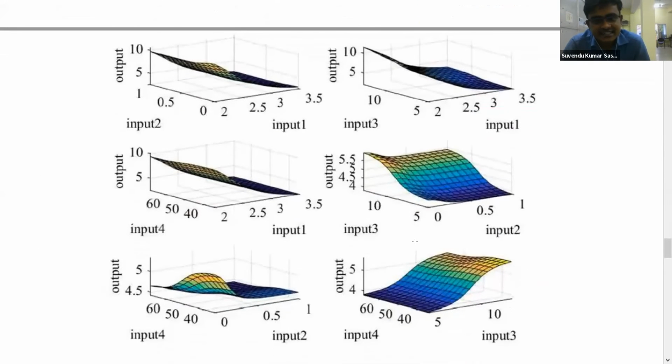This is a 3D version of a surface plot that shows the combined effect of 2 inputs on the output. In this approach, while using 2 inputs, the other 2 inputs are kept constant at their median value, and these 2 inputs are varied from lower range to higher range to study the influence on the output.